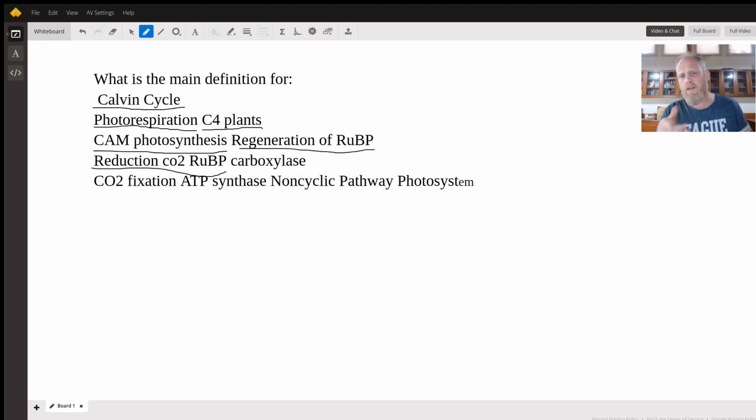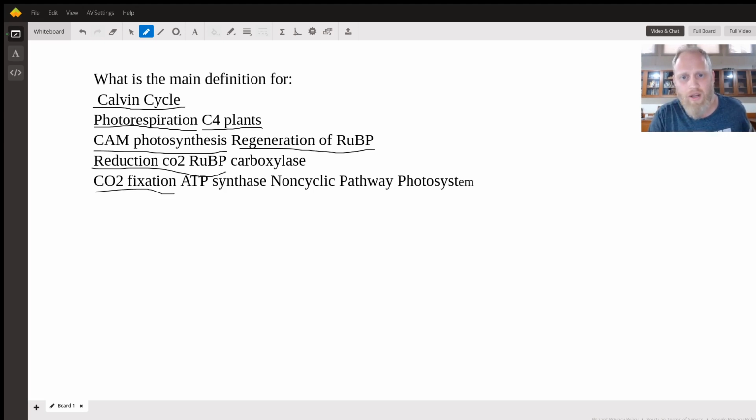Carbon dioxide fixation, or CO2 fixation, last one, is the process of converting carbon dioxide into a more stable reduced form such as glucose as part of the Calvin cycle. This process is necessary for the synthesis of organic compounds and is essential for the survival of photosynthesizing organisms.